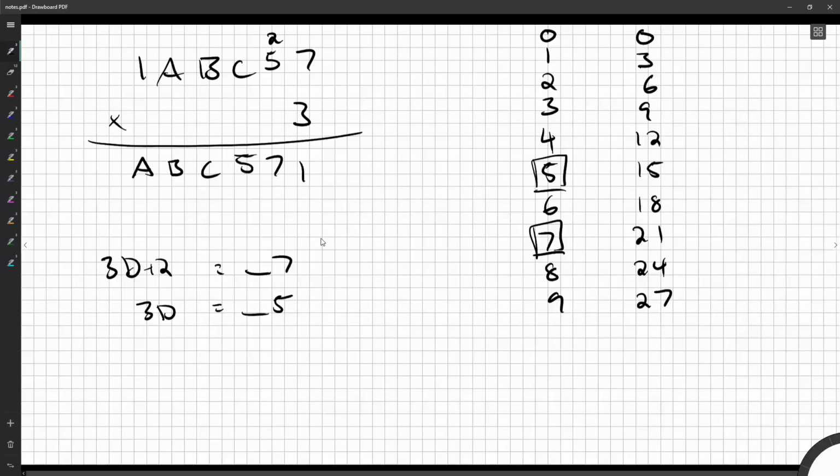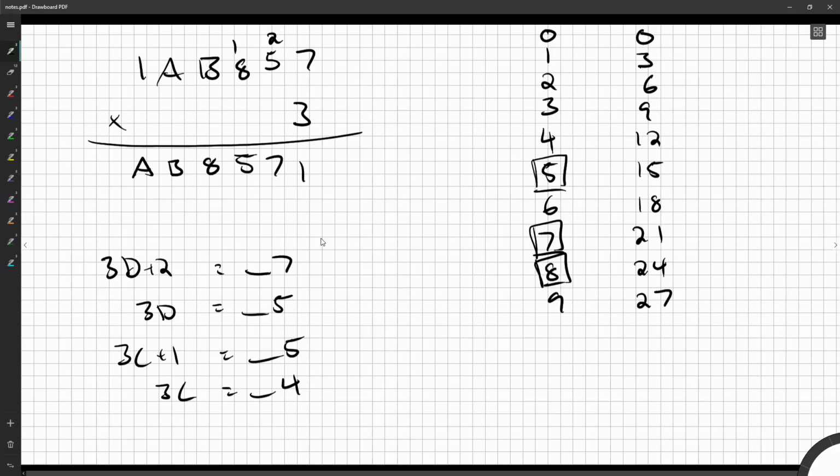So 3 times 5 is 15, plus 2 is 17, and we carry a 1. 3 times C plus 1 ends in a 5. So 3 times C must end in a 4, and that's going to be 8. And we just keep going on like this. The nice thing about 3 is there's never going to be any ambiguity. Each of the numbers only appears once as a units digit. 3 just scrambles them around.